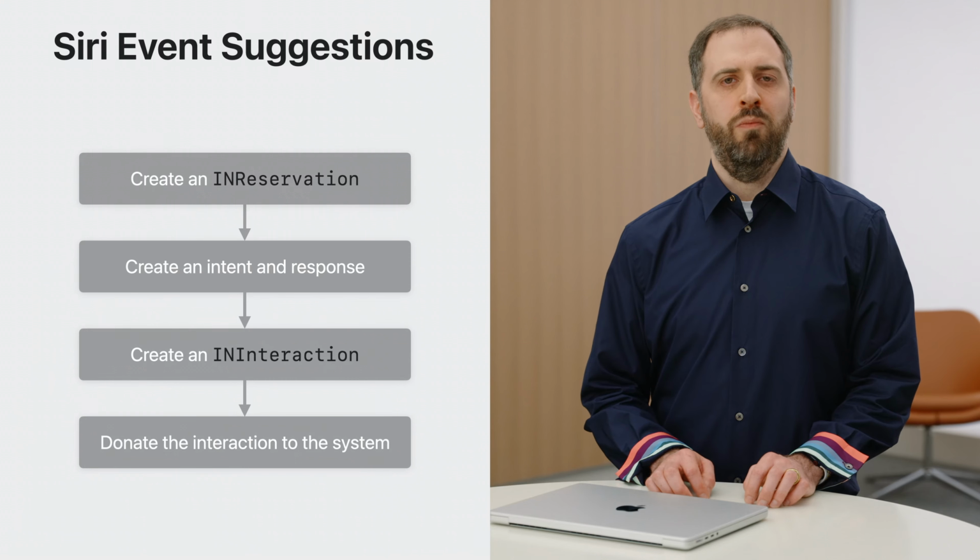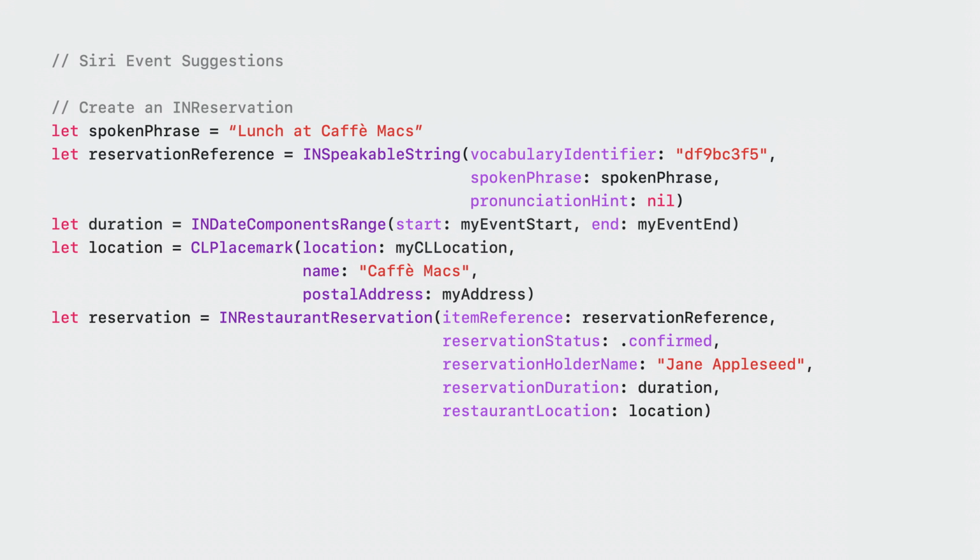Let's dive into some sample code. A reservation requires a unique reference that the system will use to identify it. Create that reference by making an instance of INSpeakableString with a unique vocabulary identifier and a spoken phrase. The phrase can be used to refer to this reservation when talking to Siri. Use INDateComponentsRange to set the start and end time for the reservation. Give the event a location using the CLPlacemark type.